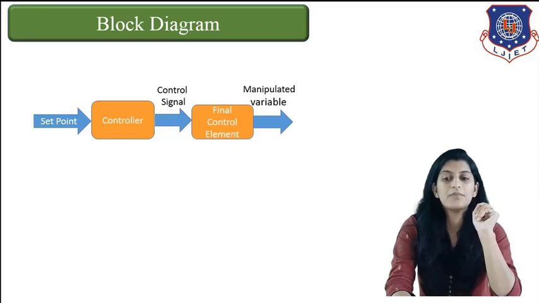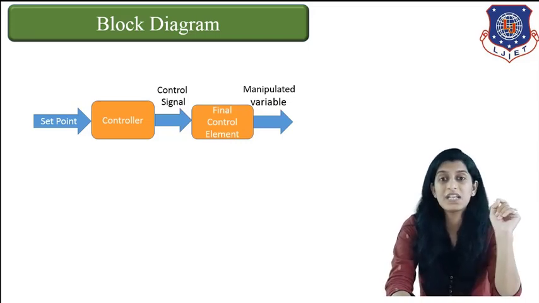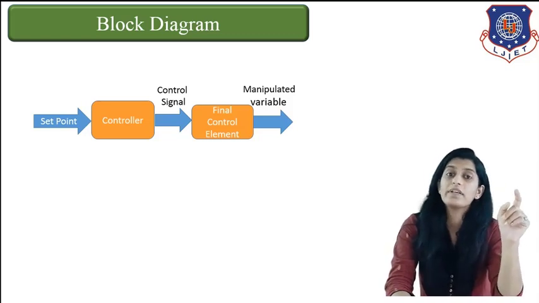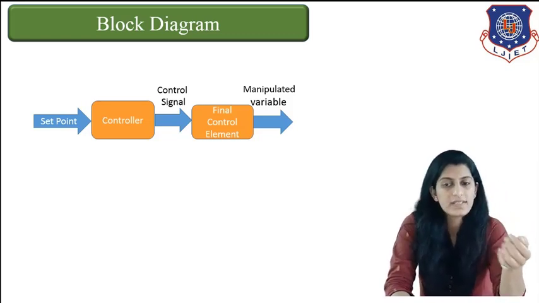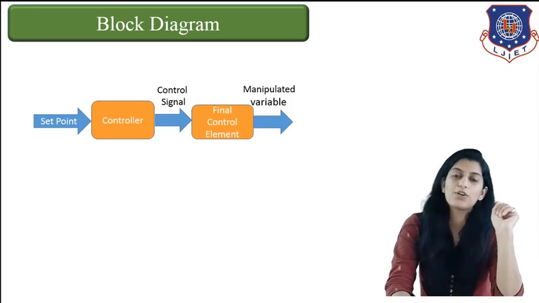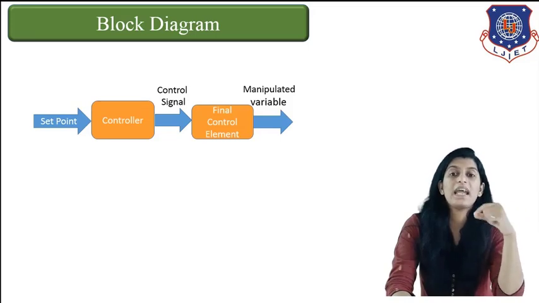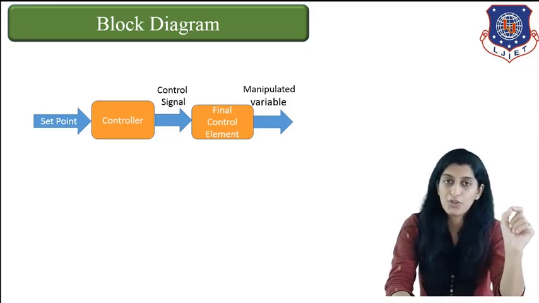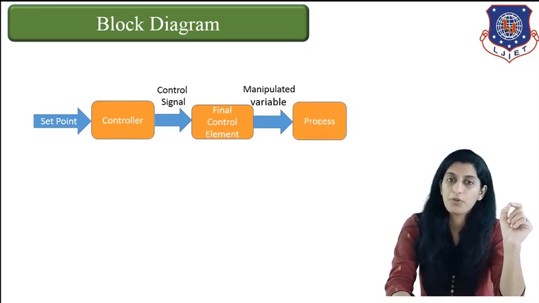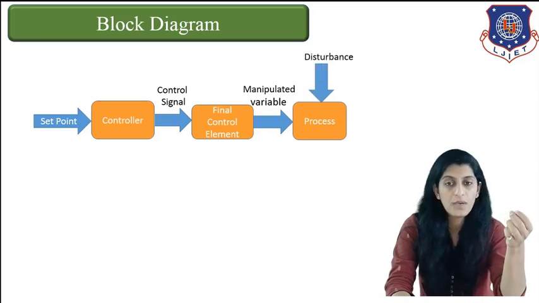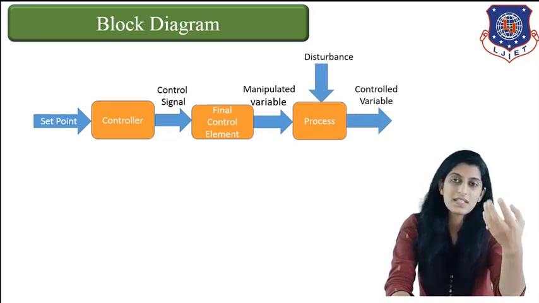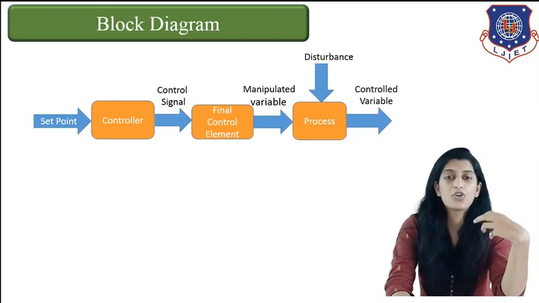These are the different elements. Let's first see what the different elements are, and then we will see how they are interrelated. There is a final control element. The duty of the final control element is to take action depending on the signal provided by the controller. There is a process which we are trying to control. There will be disturbance, that is, some unwanted outlets or some environmental load, known as disturbance.